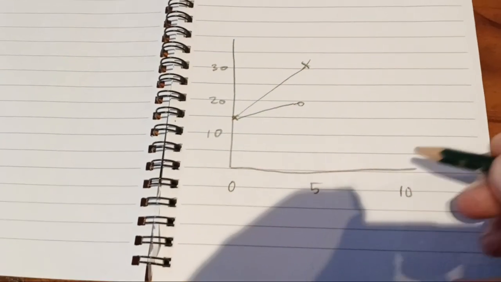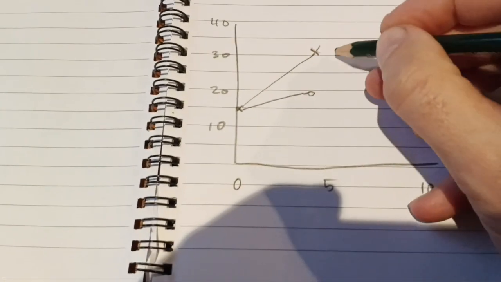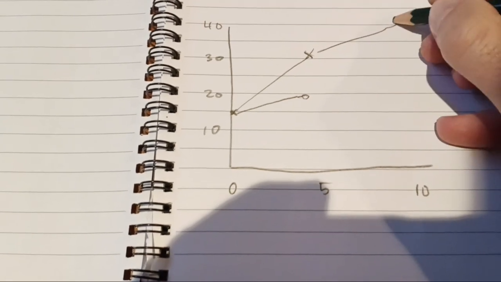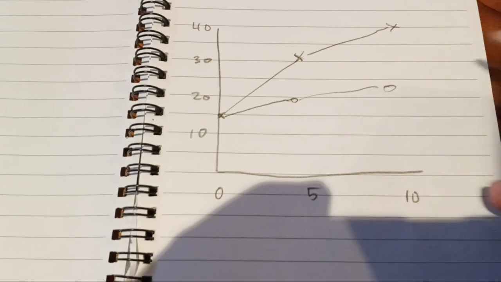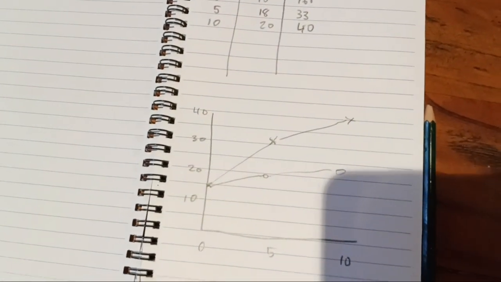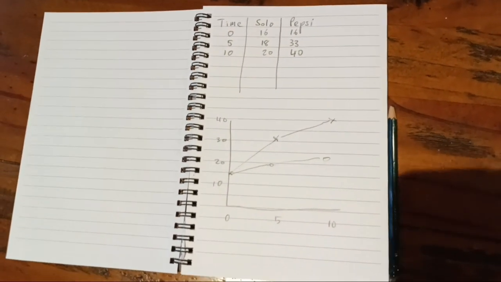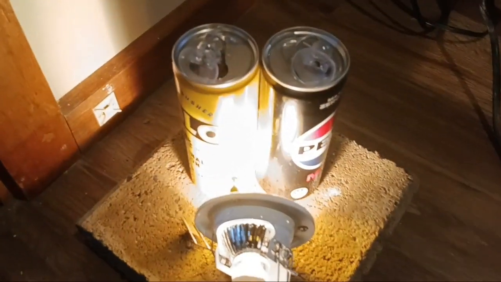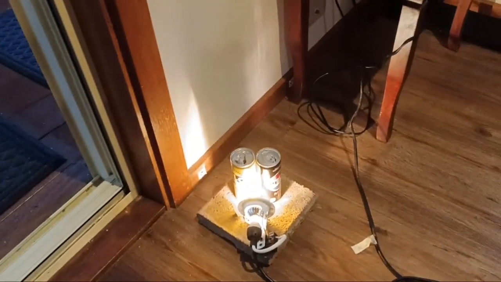And we can actually graph that. So 40, I'll have to add a new data point. And so it's pretty rough. This is rough science, but you can see that there's a major difference that has confirmed our theory that the black can heated up a lot faster than the yellow can did.